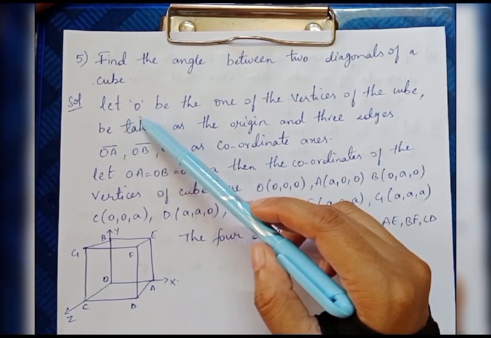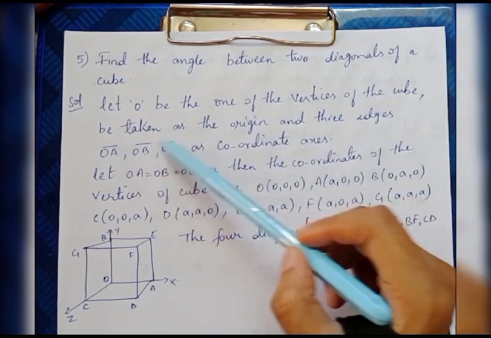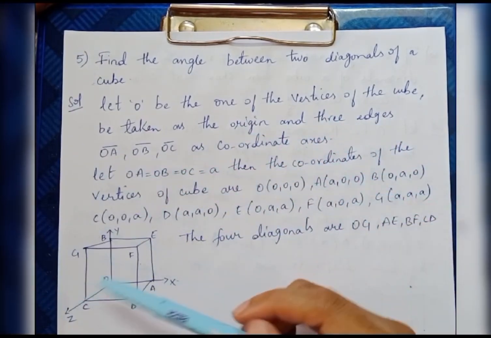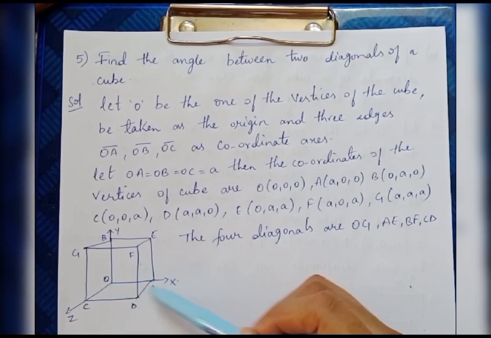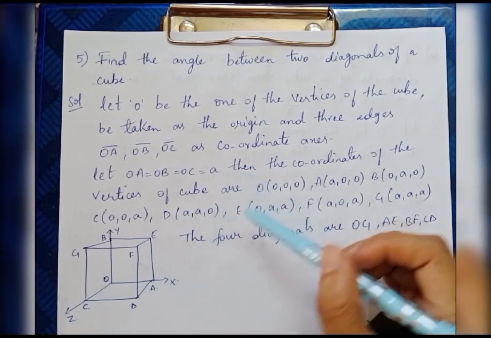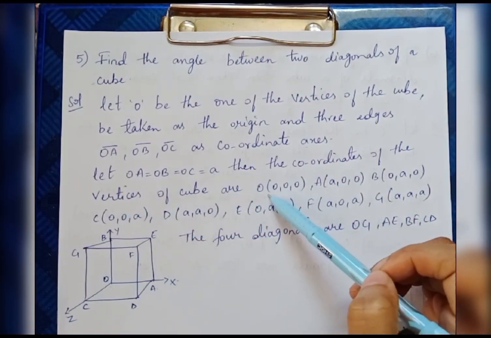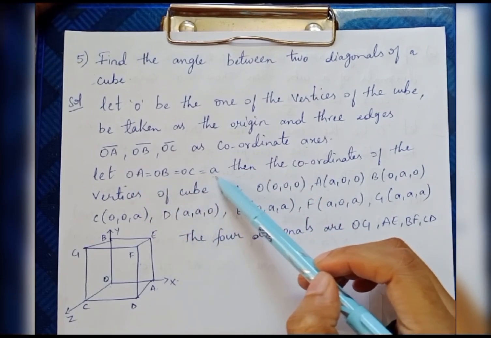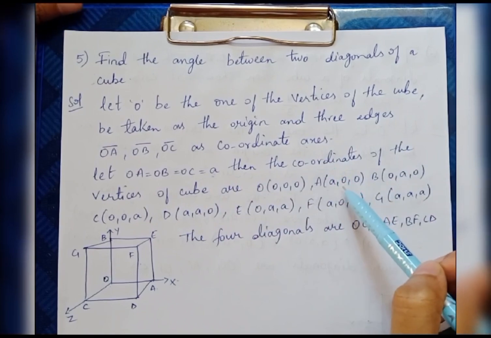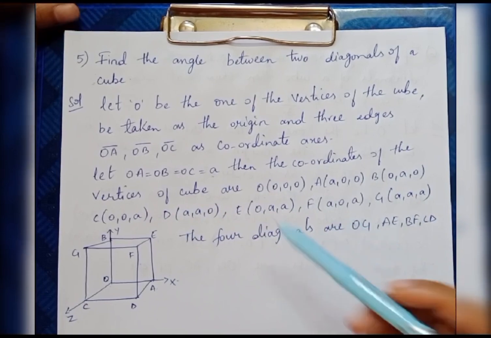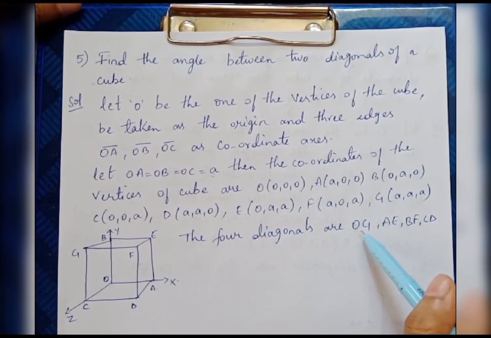Let O be one of the vertices of the cube, taken as the origin, and the three edges OA, OB, OC are the coordinate axes of x, y and z. They are the vertices of the cube. O will be the origin, so it is (0, 0, 0), and we have taken the side of the cube as a units. These vertices you need to remember: A, B, C, D, E, F and G. There are four diagonals of the cube: OG, AE, BF and CD.